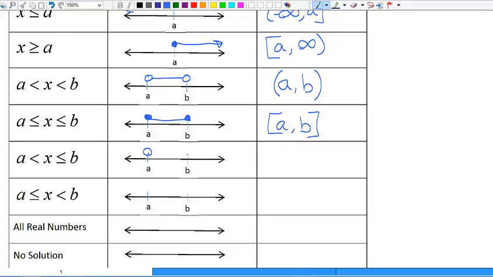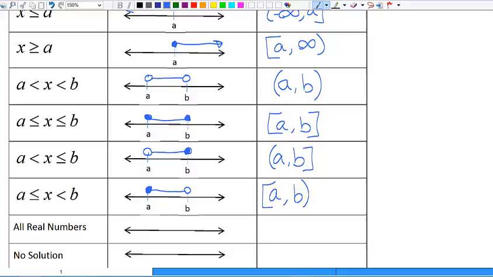On the next one, a is open and b is closed. So my interval notation is a, comma, b, with a parenthesis on the a and a bracket on the b. And then the next one we have closed on the a, open on the b. So we have the bracket a, comma, b, with a parenthesis on the b.